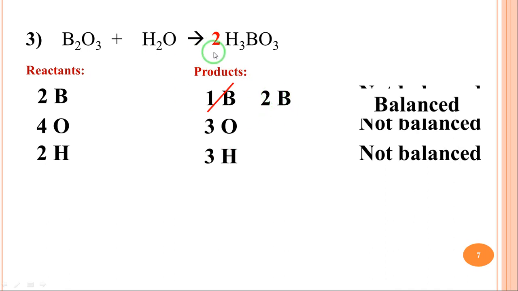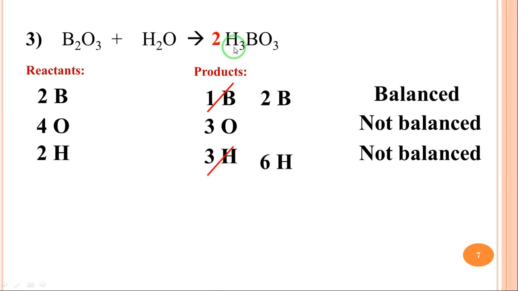Now we have 2 times 3, we have 6 hydrogen, and we have also 2 times 3, we have 6 oxygen atoms in the product side after adding this coefficient. Now look at the number of hydrogen atoms here in the reactant side. We have 2 hydrogen while we have 6 hydrogen in the product side, so we have just to multiply by 3. We have 3 times 2, we have now 6 hydrogen in the reactant side, so they are balanced now.